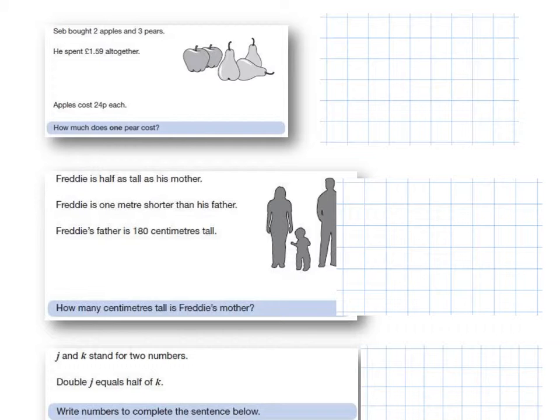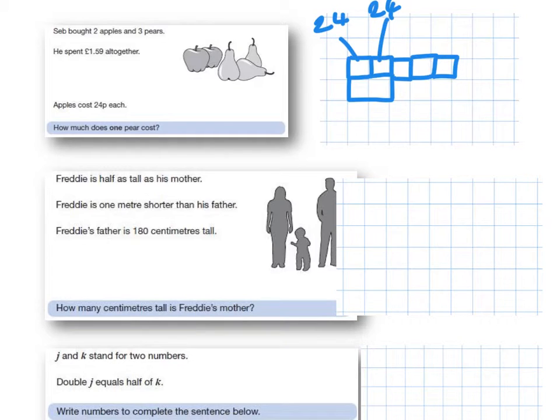We've got 2 apples. So I'm going to draw a box for my apples. So I've got my apple here, got another apple here, then I've got my 1, my 2, my 3 pears. Now, I haven't got a lot of room to write in, but I'm going to try and put 24p in each there. So that is 24p, that is 24 pence, and I don't know how much those 3 pears cost. But what I can do is put those two 24s together, that will give me 48.